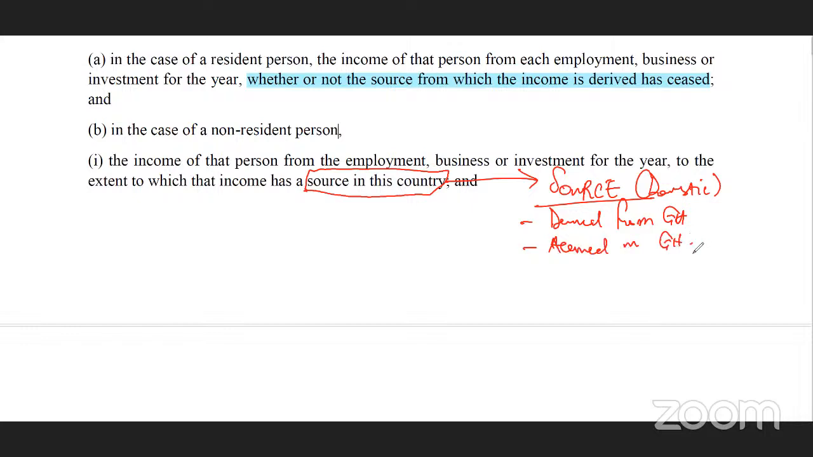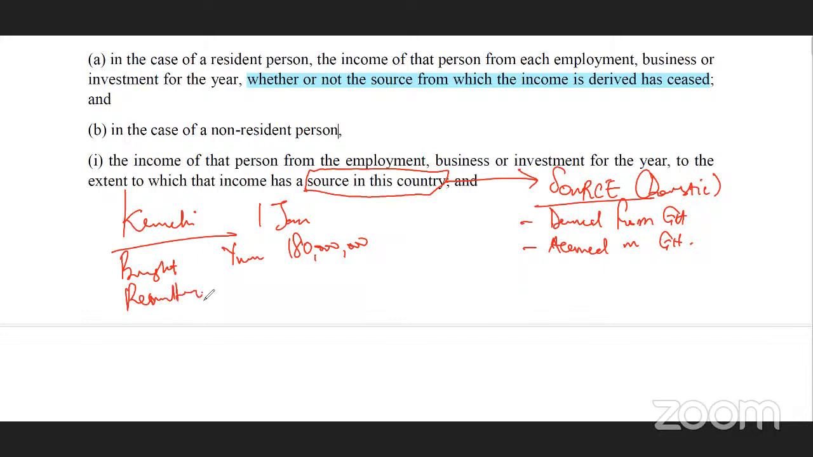So with what we said now, let's look at Kenichi. If Kenichi came to Ghana on 1st January, and then Kenichi brought, let's say, 180 million yuan to Ghana, and then received a remittance from his wife. He received a remittance of 240,000 yuan from his wife. Would it be subject to tax in Ghana?